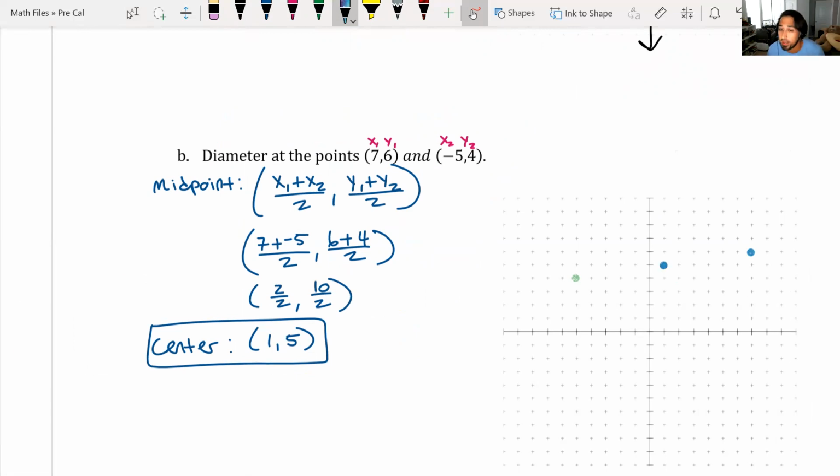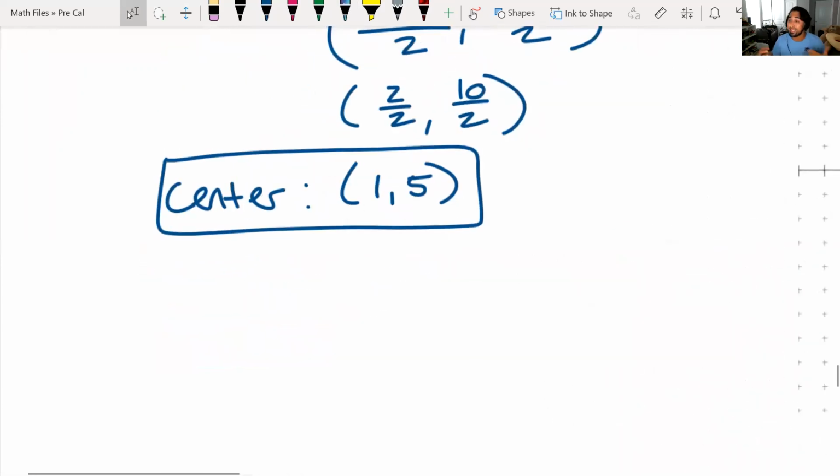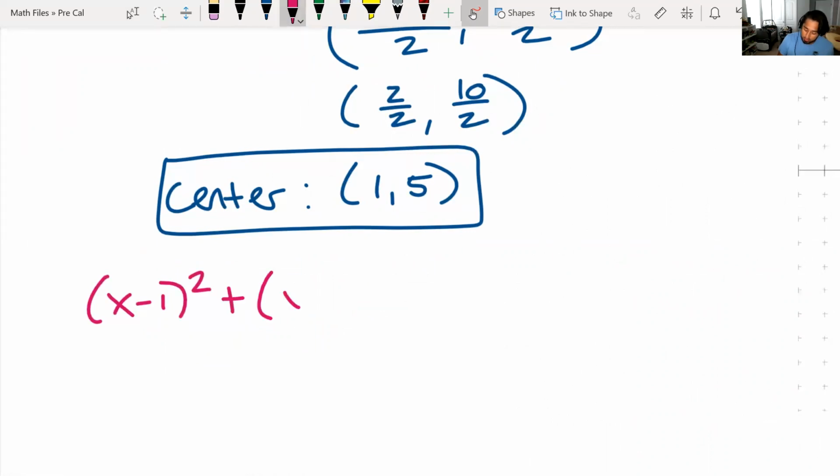There's the center. Okay. So the next thing we need to do is find the radius. Unfortunately for us, these aren't accurate points to count to get to the radius. So we are going to depend on the standard form equation, which means let's go back and plug in what we know. Since they give us the center, we know that we will have (x - 1) squared plus (y - 5) squared equal to r squared.